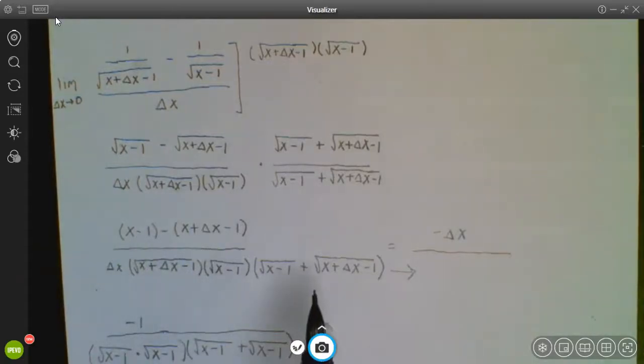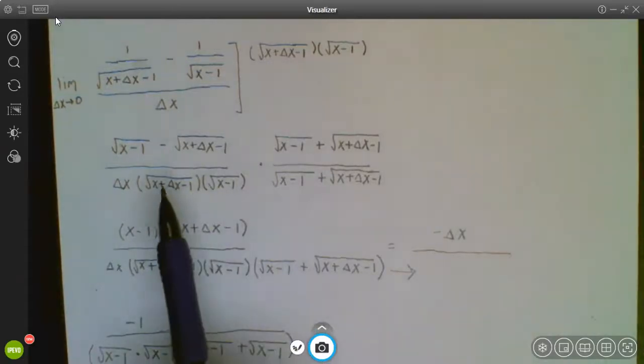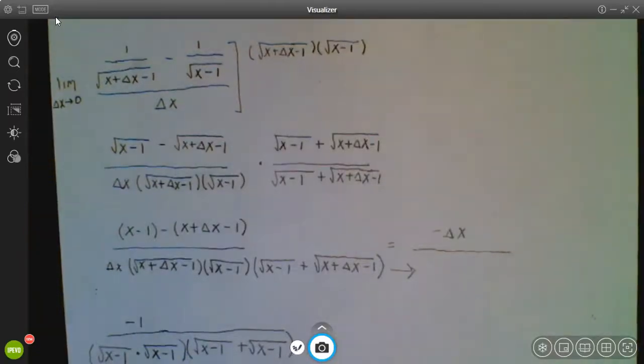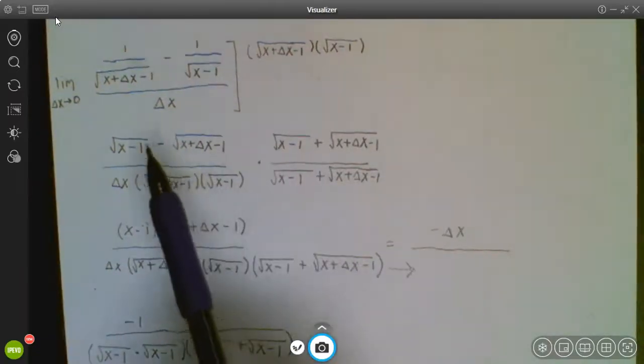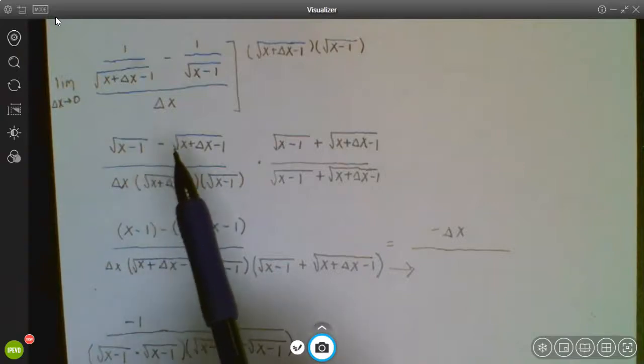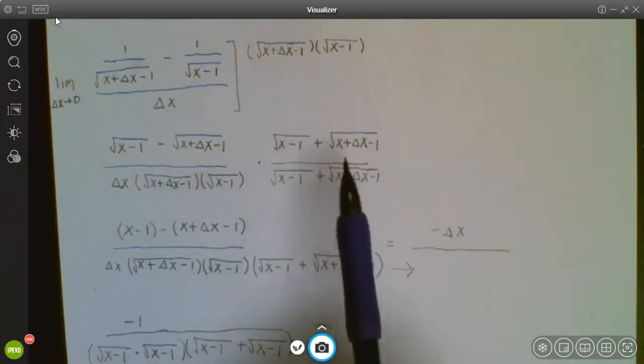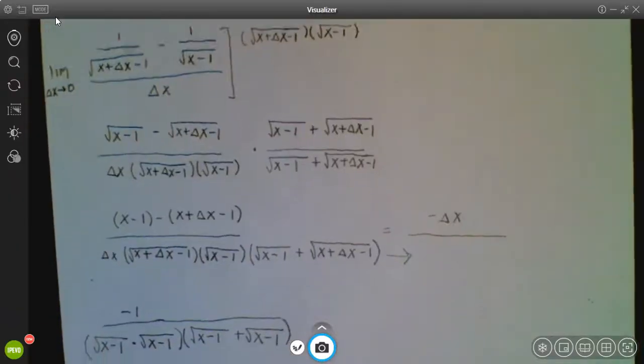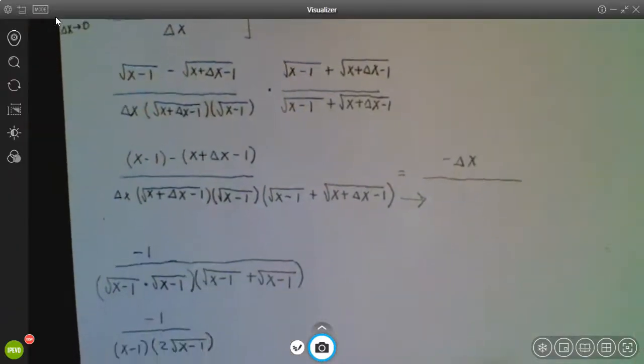Right? So after multiplying by the conjugate, notice I did not distribute on the bottom. I kept it all, right? It's all there. I didn't do any distribution. On top, as you multiply a minus b times a plus b, remember that you always get a squared minus b squared. That's our difference of squares formula.